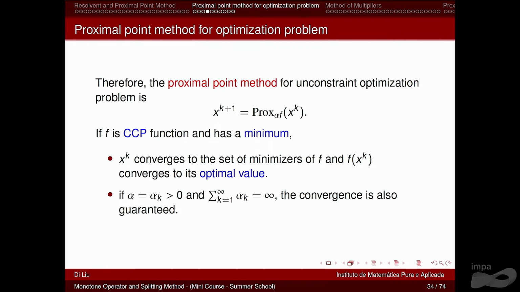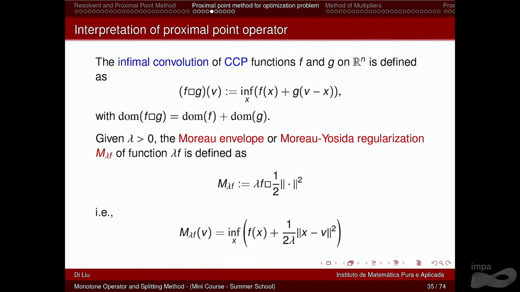But if we do not want to use a fixed alpha here, if we change alpha to alpha_k, and this alpha_k is not summable, then the convergence is also guaranteed. This is the first interpretation of the proximal operator, okay? But I will not explain it to take too much time.